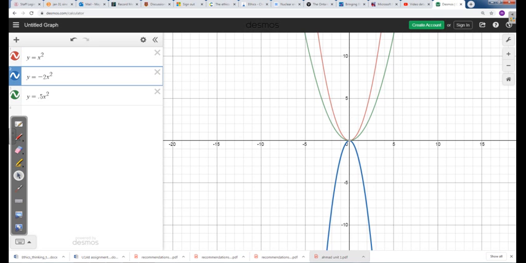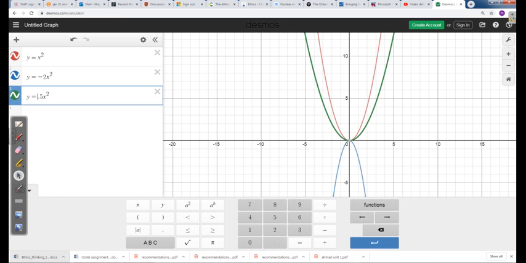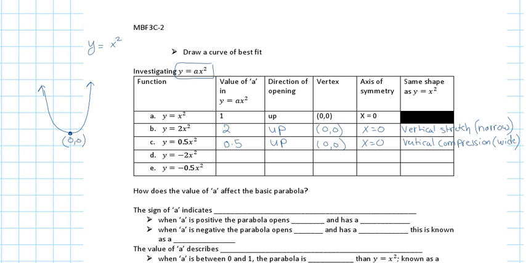And then look at this. Again, if I have 0.5 and now I have a negative 0.5, again, it's opening down. Okay? So, what's my a value for negative 2x squared? Negative 2. Direction of opening? Down. Vertex? 0, 0. Axis of symmetry?